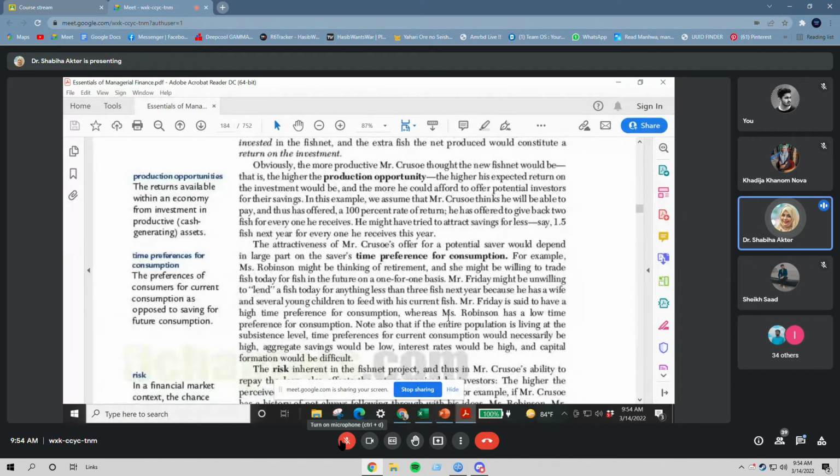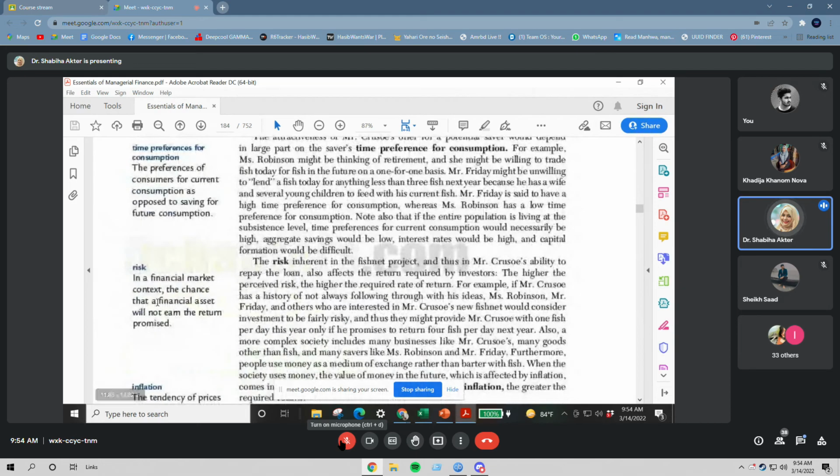If you can relate, you can see that is also impacting the cost of money as well. Because when the time preference of the investor is different, then you need to think again what would be your cost of money. So you need to consider that factor as well, what the time preference of your investors is. Okay, the risk also needs to be considered.